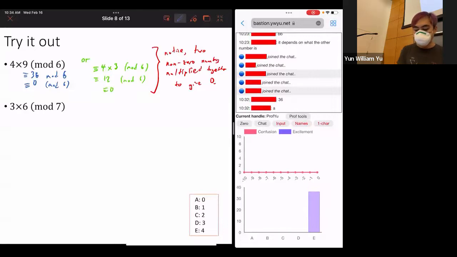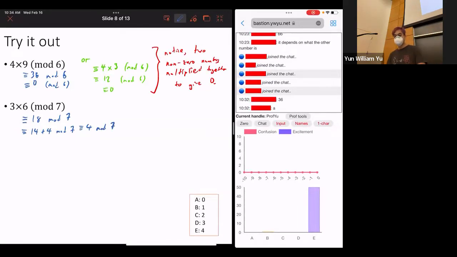Okay, looks like people are getting 4. Well, this is equivalent to 18 mod 7. And 14 is a multiple of 7, so that's equivalent to 14 plus 4 mod 7, which is equivalent to 4 mod 7. Let me write this a little bit further up. So that's equivalent to 4 mod 7.